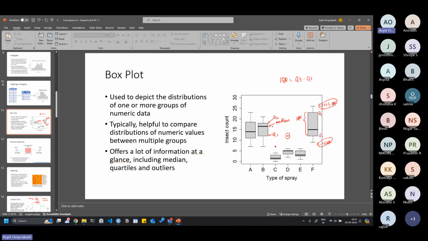Okay. So for example, here we have the median, the black line. Q1 is here, Q3 is here. These are called whiskers, or the maximum and minimum of our data. And in this case, we have an outlier which falls outside the maximum. Okay. Maximum is defined as Q3 plus 1.5 times IQR. Minimum is defined as Q1 minus 1.5 times IQR.